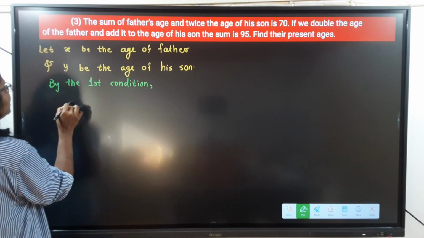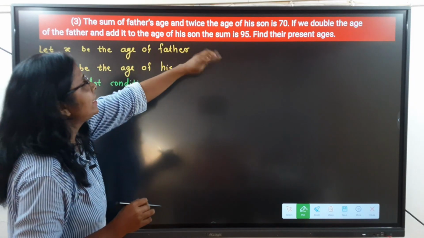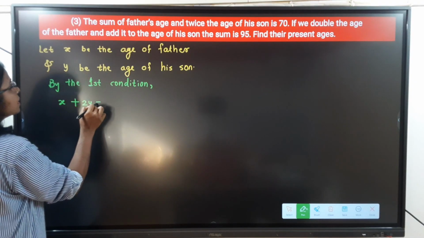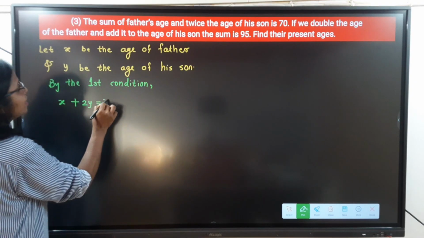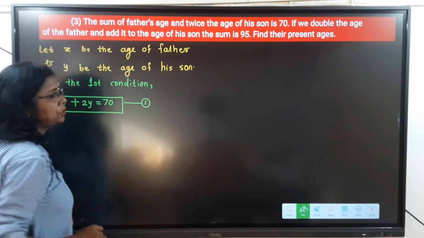The sum of father's age, so father's age x, and twice the age of his son. Twice means multiple of 2, so 2y. Equals 70. So now this is the first equation for the first condition.